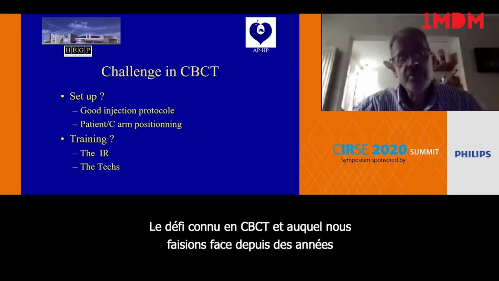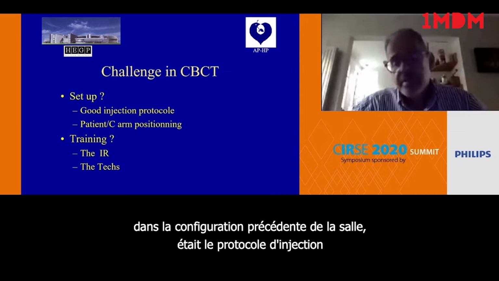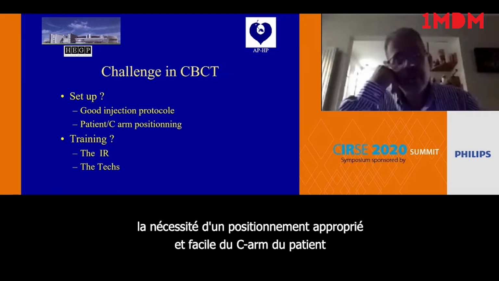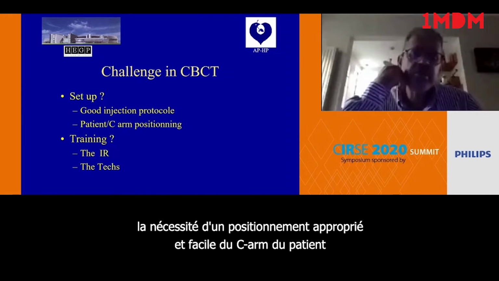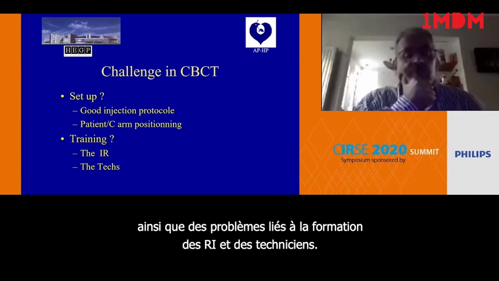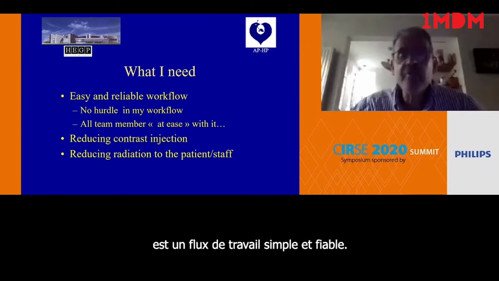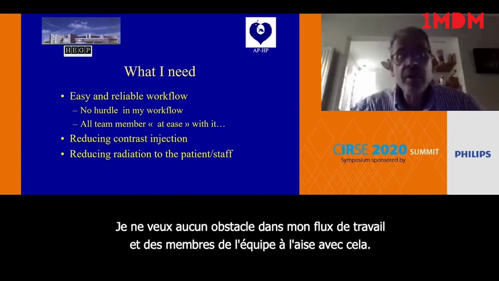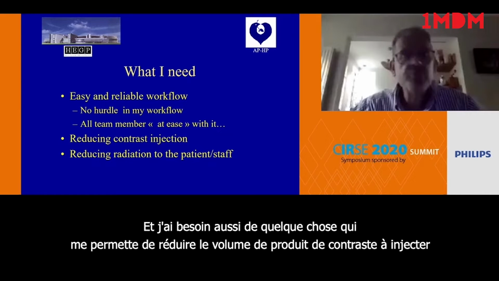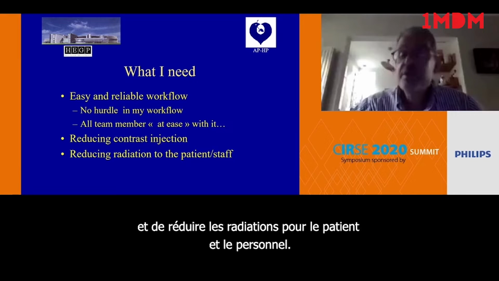So the challenges in cone beam CT that we have been facing for several years in the previous setup of the room were the injection protocol, the need for appropriate and easy patient and C-arm positioning, and also problems related to training of the IR and the techs. So what I need, in fact, when I do prostatic artery embolization, when I do PAE, is an easy and reliable workflow. I need no hurdle in my workflow, and I need that all team members are at ease with it. And I need also something which allows me to reduce contrast injection and reduce radiation to the patient and staff.